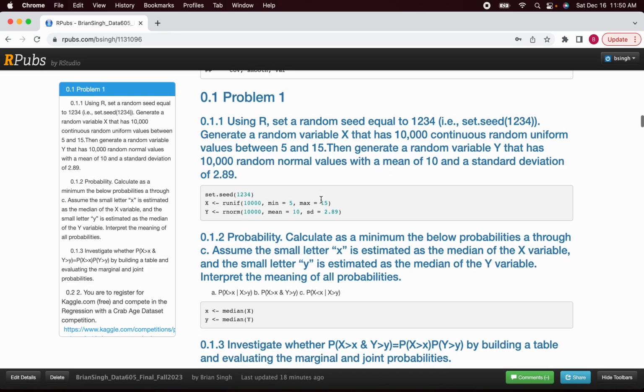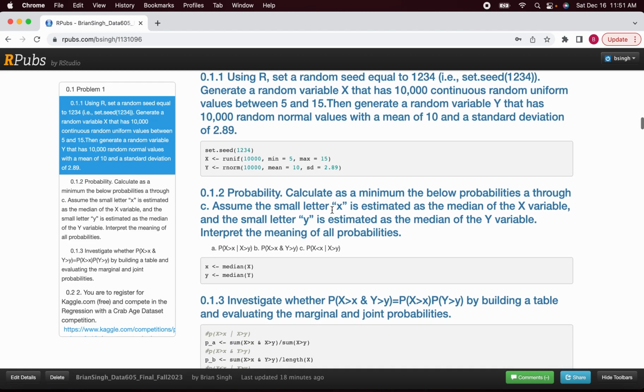So for problem one, it wants us to first generate a random variable capital X that has 10,000 continuous random uniform values between 5 and 15. I just do that by running the runif function, simple. Then it wants us to generate a random population of 10,000 values with a mean of 10 and a standard deviation of 2.89 using rnorm. Can do that right here for capital Y.